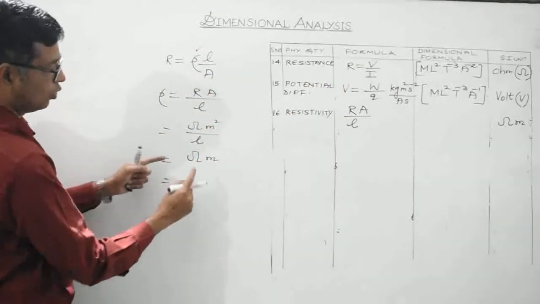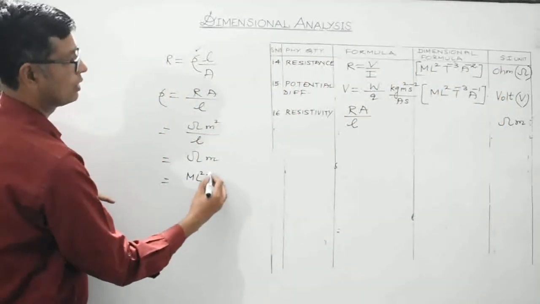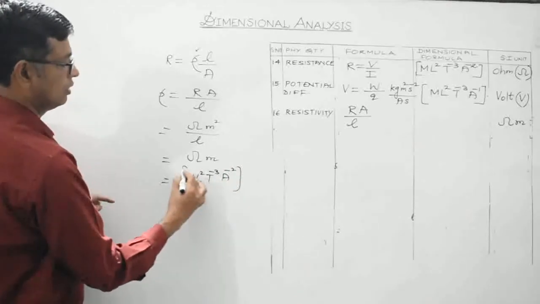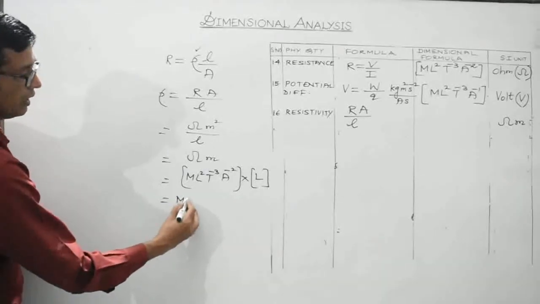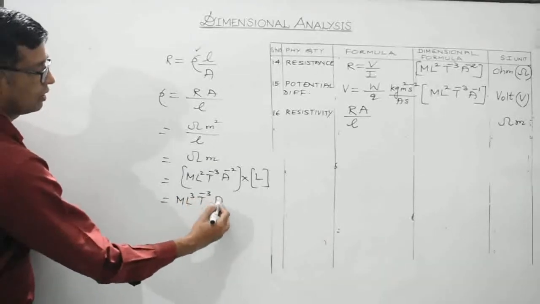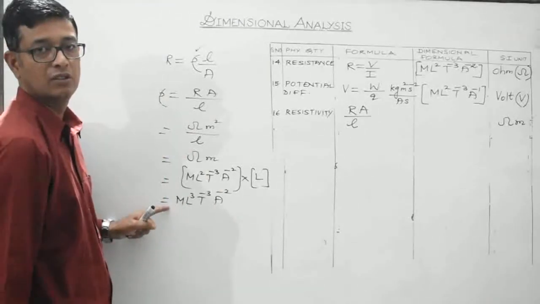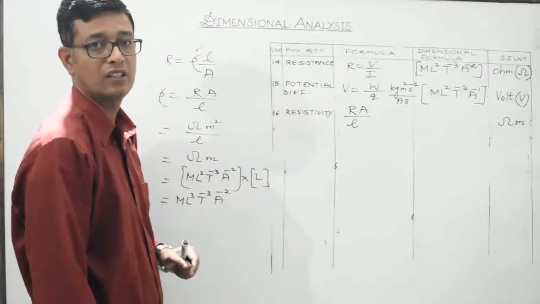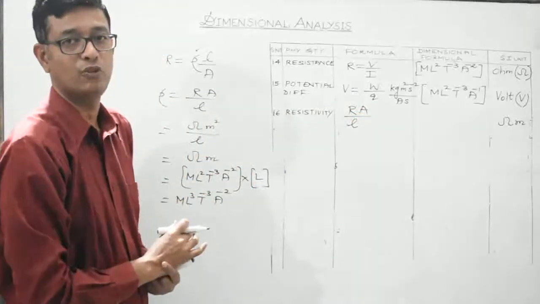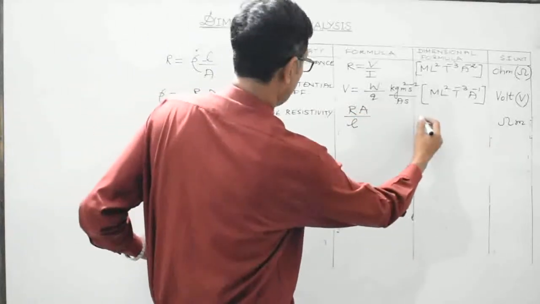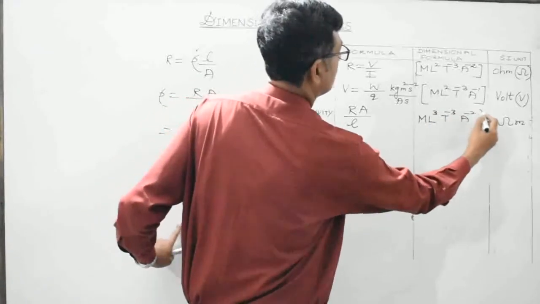Let's check it. Ohm can be written as M L2 T to the power minus 3 A to the power minus 2, multiplied by meter. Meter represents length. So what do you get? M L3 T to the power minus 3 A to the power minus 2. Right? So this is the dimensional formula for resistivity. Students, you need to know the formulas, right? And obviously the units of the quantities which you are using in that particular formula. So its dimensional formula would be M L3 T to the power minus 3 A to the power minus 2.